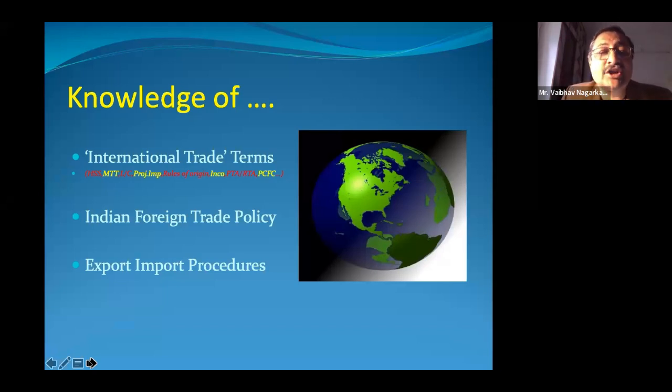Like this, then there are Incoterms. Inco stands for international commerce. There are 11 different Incoterms. Some of you might have heard of something called FOB value or CIF value. These Incoterms are the delivery terms. In international contracts, these terms play a very important role in deciding who is going to bear the cost and who is going to bear the risk in a transaction to carry out import or export.